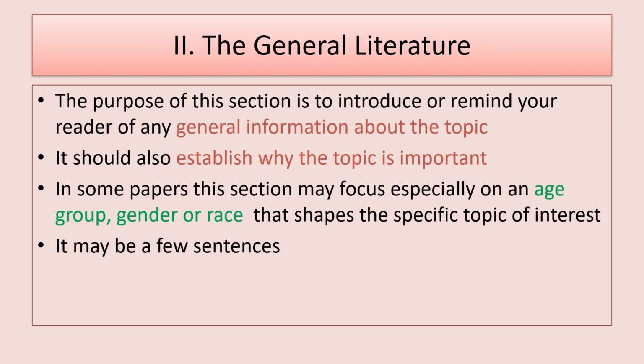The general literature. The purpose of this section is to introduce or remind your reader of any general information about the topic. It should also establish why the topic is important. In some papers, this section may focus especially on an age group, gender or race that shapes the specific topic of interest. It may be a few sentences.